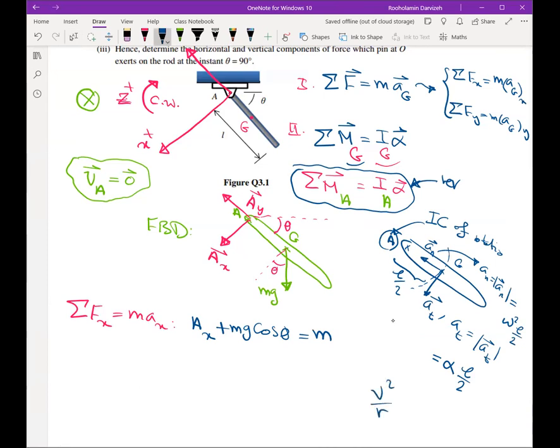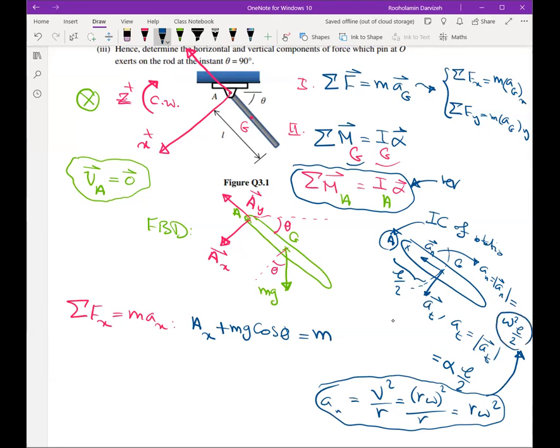Because V over R, you know this form, yes? But V itself is R omega. Then I can write M alpha L over 2. I don't know alpha either, so I just assume it in the positive direction. If the calculated value for alpha is negative, it means my initially assumed direction is wrong. I assume alpha is plus alpha k hat. This example is very useful for your exam.